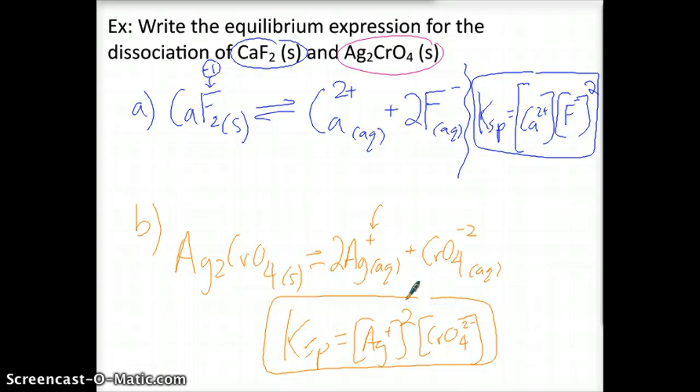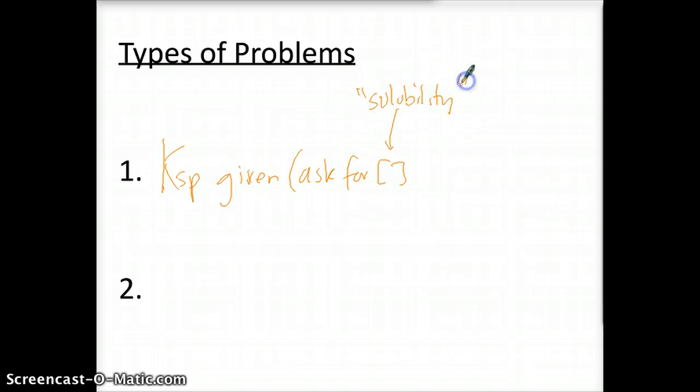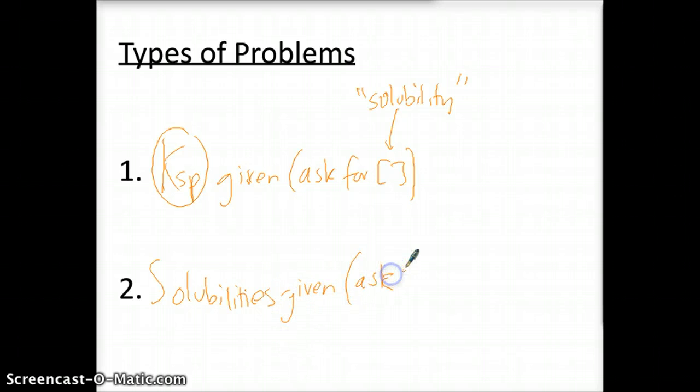Okay, so writing expressions for solids. It's easy. The solids are never included, so it's pretty straightforward. The only thing you've got to watch out for is little subscripts become coefficients because of the moles. There are two types of problems that we have to do with solubility product. One where the Ksp is given and you're asked for concentration. Another word you might hear for concentration is they ask for the solubility. Just be aware that solubility and solubility product are two different things. Solubility is concentration. Solubility product is Ksp. The other one is if the solubility is given and they ask for the solubility product. So one or the other. We're going to do one example of both.